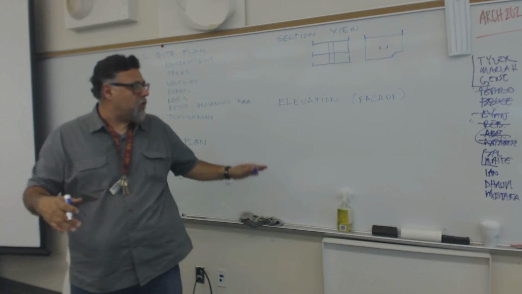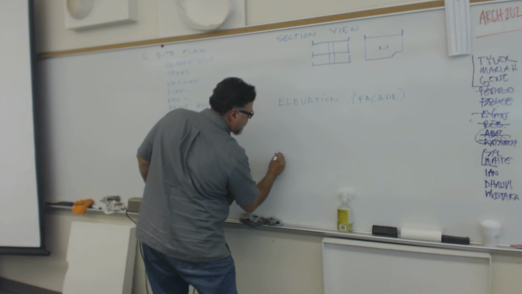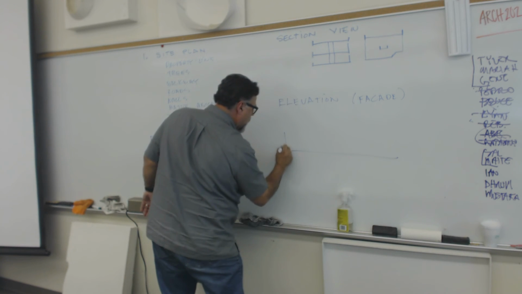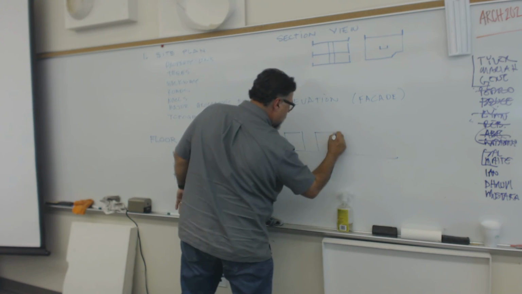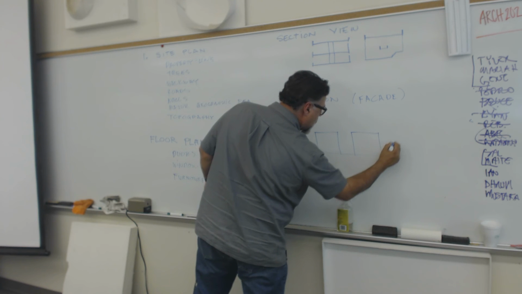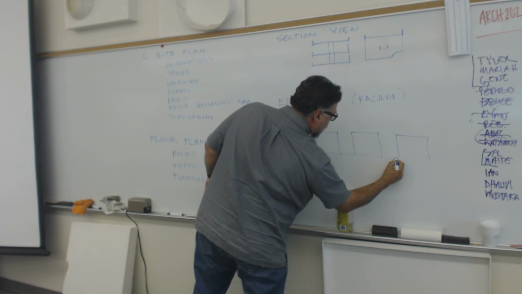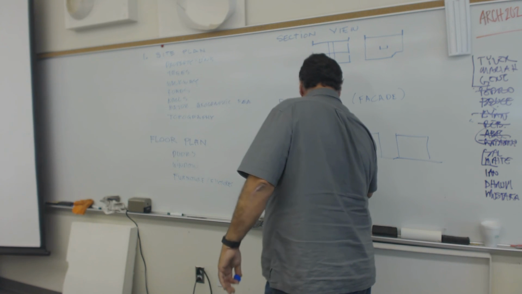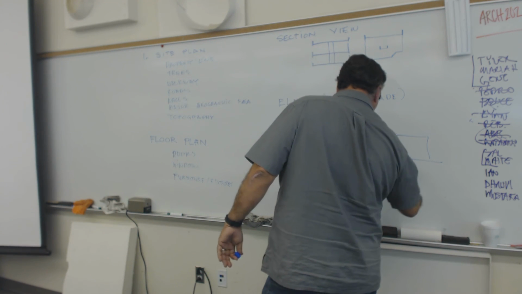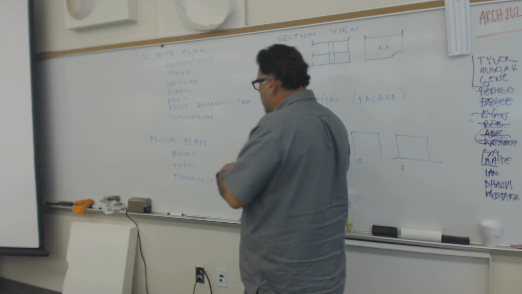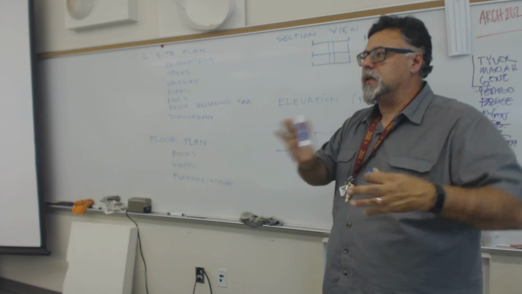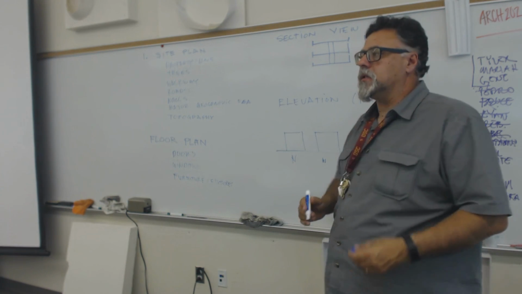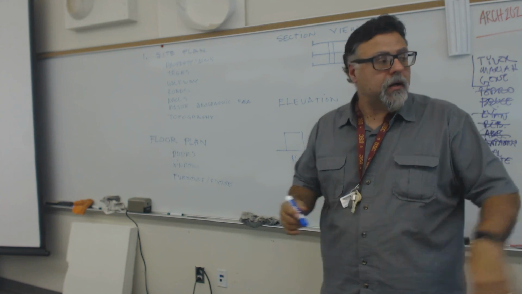So those are the types of drawings that you're likely to encounter. Your elevations might look like this. You would have the north, the west, the south, and the east elevation, and then you would have the doors and windows and openings and all that stuff on each of the faces. Okay? All right, stop the video.